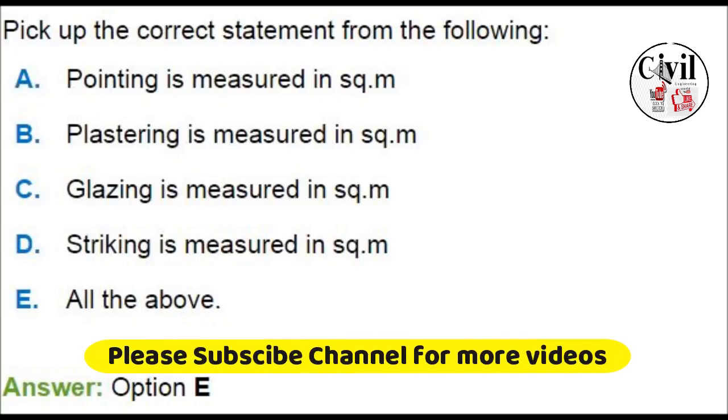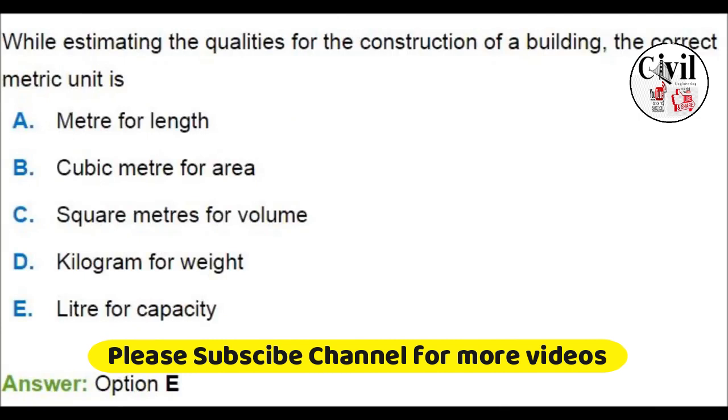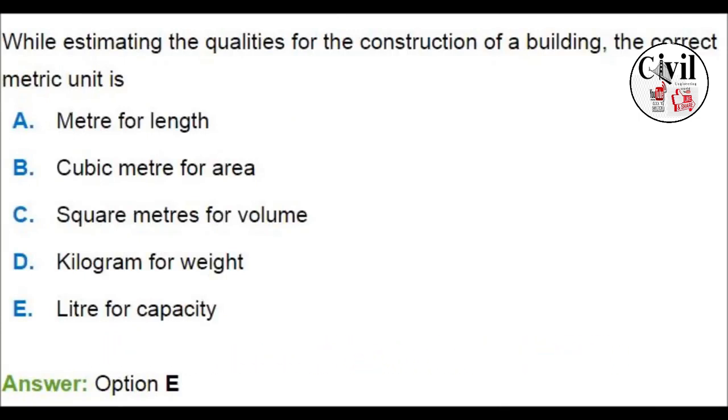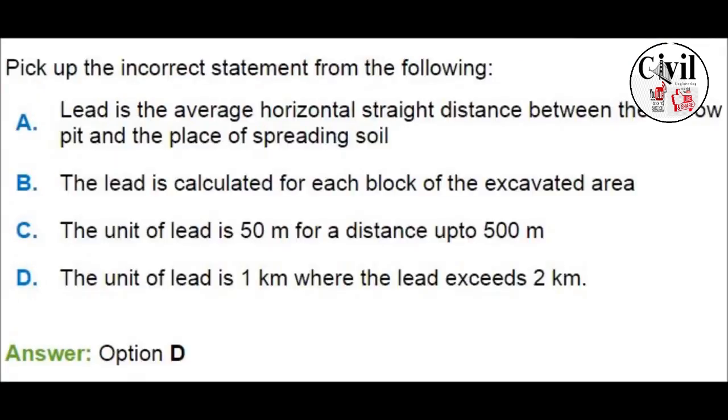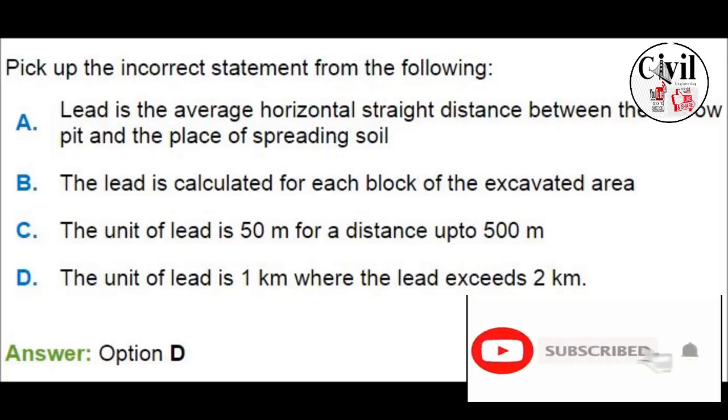That's fine. So while estimating the quantities of construction of buildings, the correct metric unit is liter for capacity is used, and all others are okay. The floor area includes the area of balcony up to 50%. Okay, so the options, the next we are having is then pick up the incorrect statement from the followings. So the unit of lead is 1 kilometer, where the lead exceeds 2 kilometer is the incorrect option in our case.